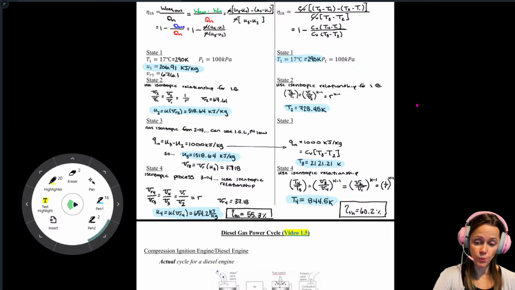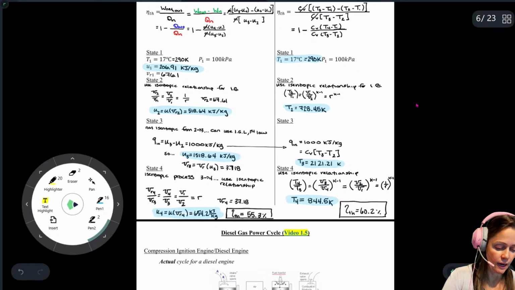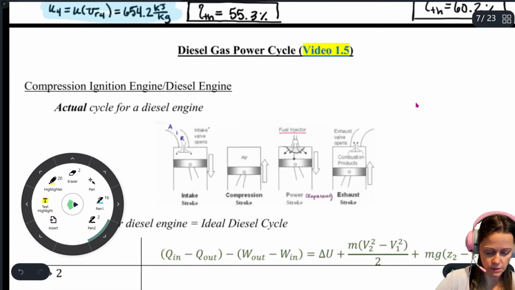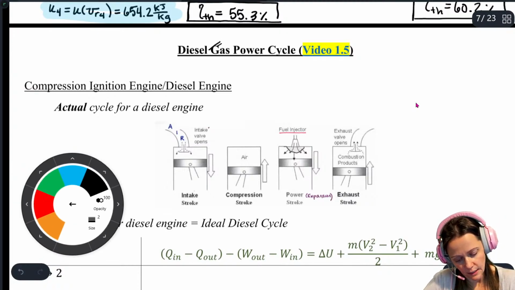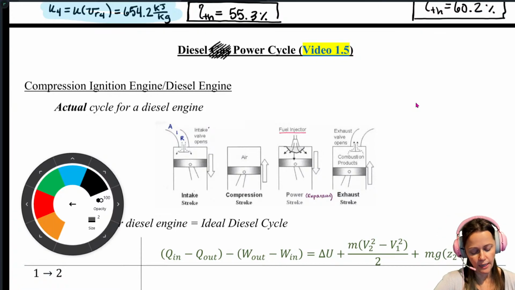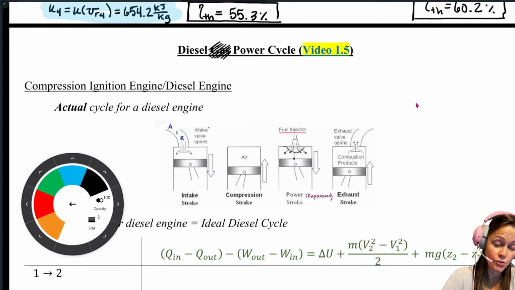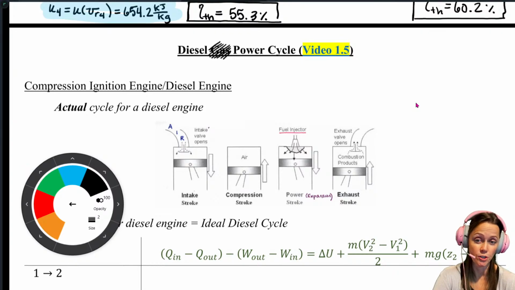All right, so we have about 14 minutes left, so we're going to go ahead and introduce the concept of diesel power cycles, and that shouldn't say gas. It's just a diesel power cycle. This is used to model the compression ignition engine or the diesel engine. So the difference here is the mechanism by which combustion happens.